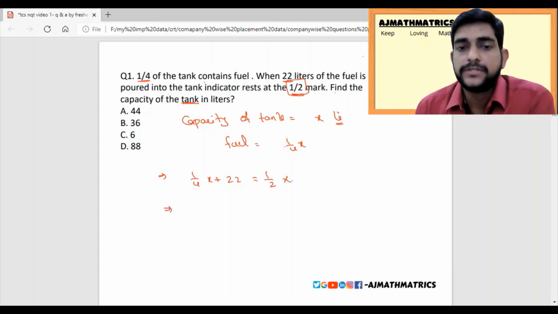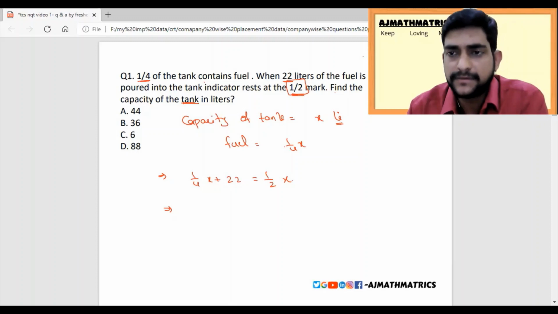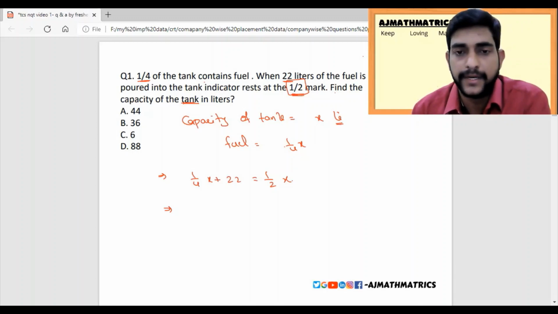In any aptitude question, the basic part you need to do is converting the data into the equation. If you properly convert the data into the equation, then half the work is done. Most of the students make mistakes in converting the equation. If you convert properly, then you can easily do it. Anyhow, half is a greater number than 1/4th, so let's take 1/4th to the right side.